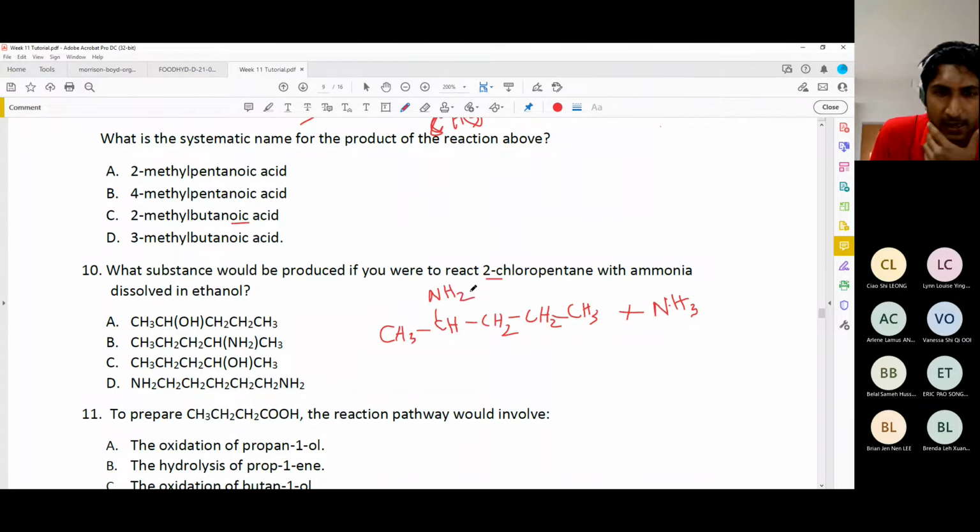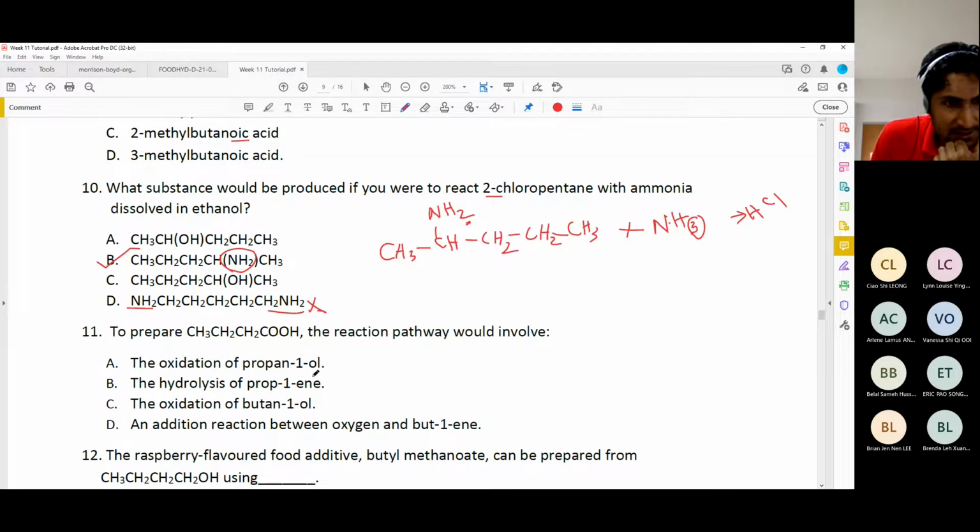NH2 is coming. And what happened to this chlorine? There are 3 hydrogens here, and there are 2 hydrogens here, so there is 1 hydrogen left. This 1 hydrogen which was left binds with this chlorine to produce HCl gas, of course, right? And it left the system. So this will be the product. So the ammonia amino group will come at the second position, not at the first position. This is wrong. So this is the thing that will go. B is the correct answer.